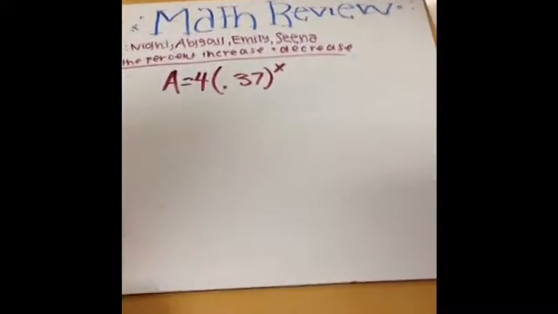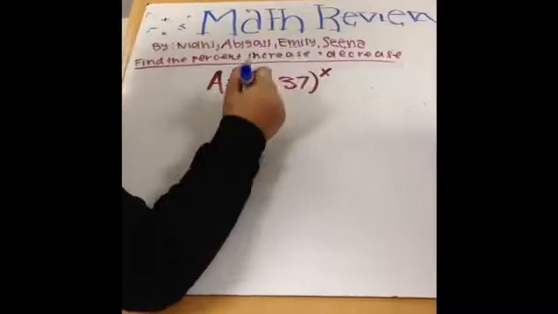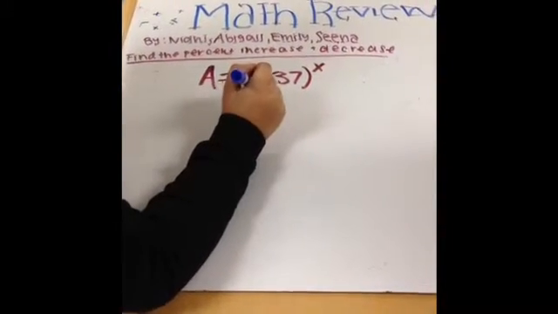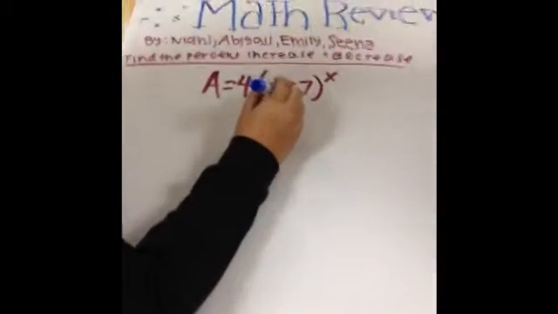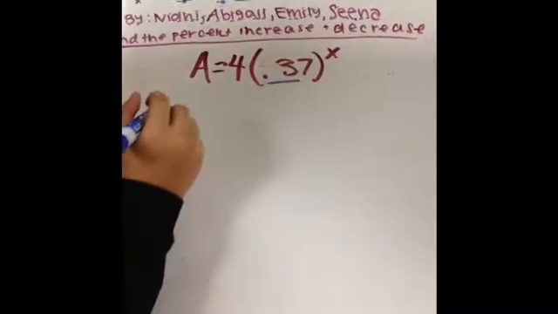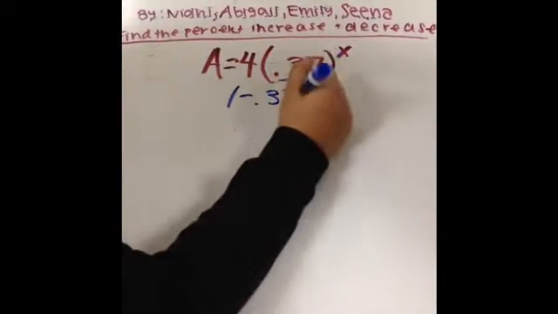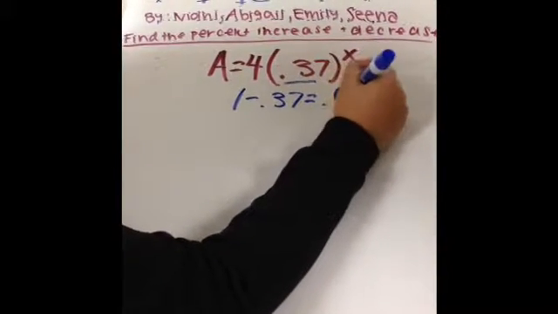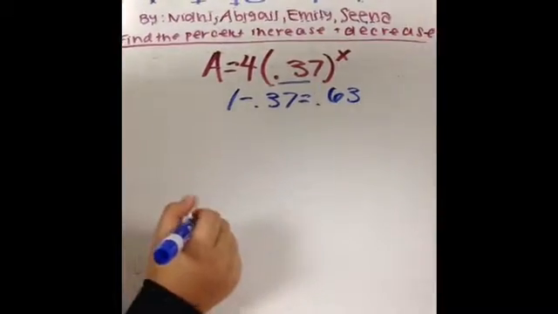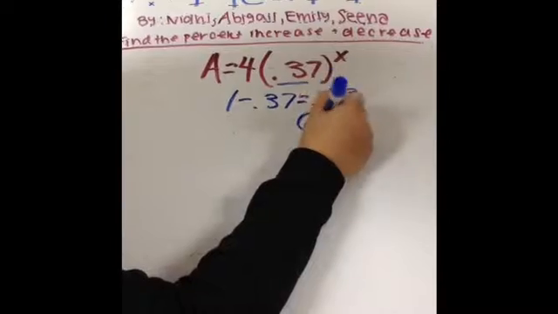First, we're going to find the percent increase and decrease. So for this problem, it's a equals 4 parentheses 0.37 to the x. We know this is a decrease because the value in the parentheses is less than 1. To find the percent, we're going to do 1 minus 0.37, which is equal to 0.63. Now you move the decimal twice to make a percentage, and the answer is 63% decrease.